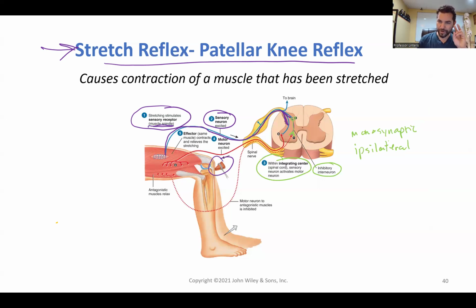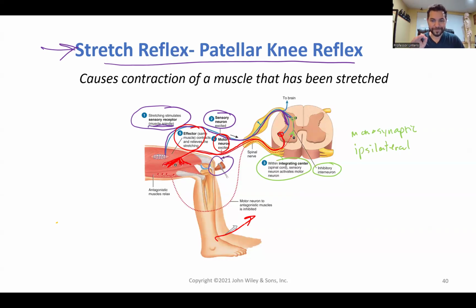Once this integration occurs, 2 things happen. And now we're looking at the red lines. We know our motor neurons are found in the anterior horn, spinal cord. And it sends out a motor message. Where's number 4? Motor neuron. To step number 5, which is the effector. The quads in this scenario will be excited, aka contracted. So the quads contract, we kick our knee out. I should say we kick our leg out. We have extension at the knee.